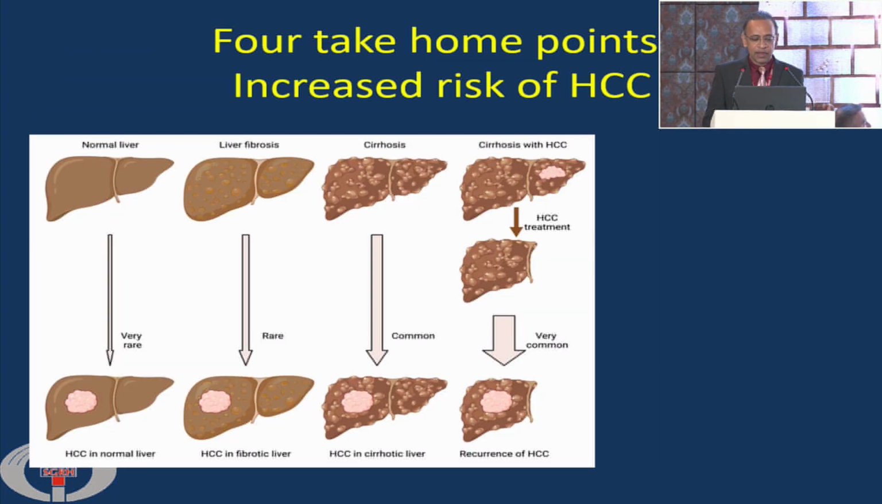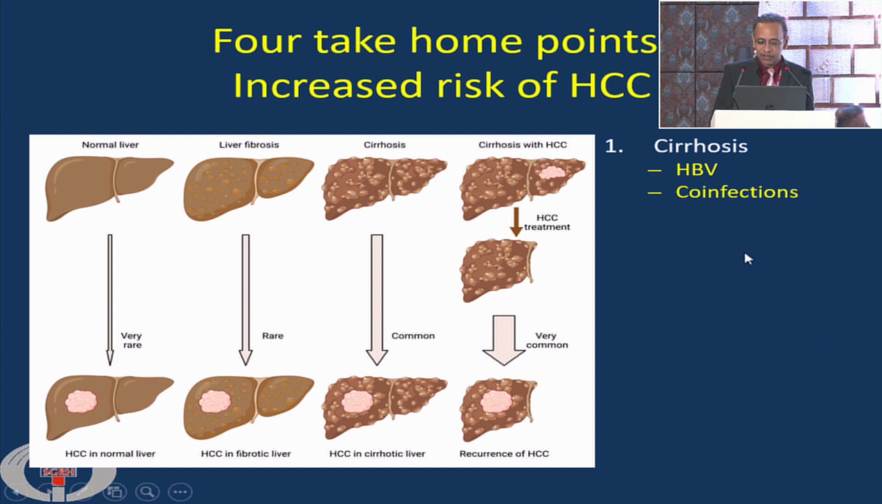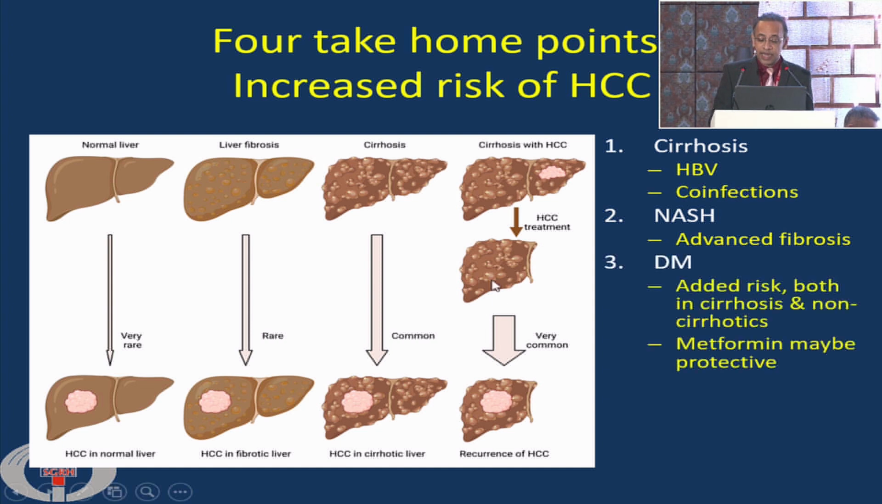So on this background, on this framework, I will give you just 4 take-home points on increased risk of HCC. In patients with cirrhosis, HBV definitely has increased risk of HCC, especially if HBV is there along with co-infections with HIV or HCV. In NASH patients, even without cirrhosis, advanced fibrosis can lead to increased risk of HCC. Diabetes puts an added risk on both cirrhotics as well as non-cirrhotics for development of HCC, but metformin may have some protective role. And prior HCC, after curative treatment, carries the highest risk of HCC.